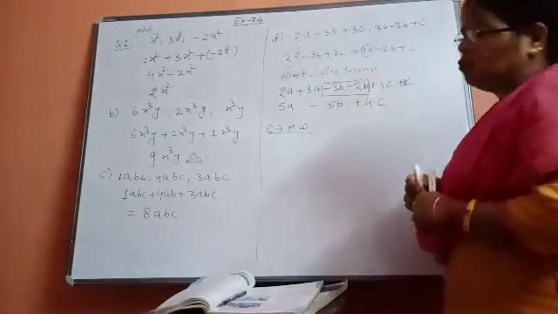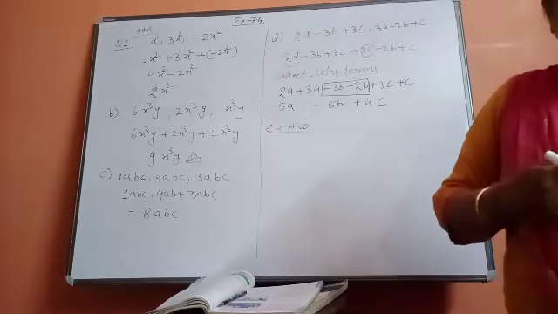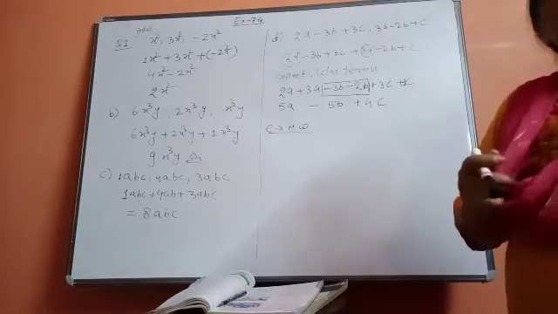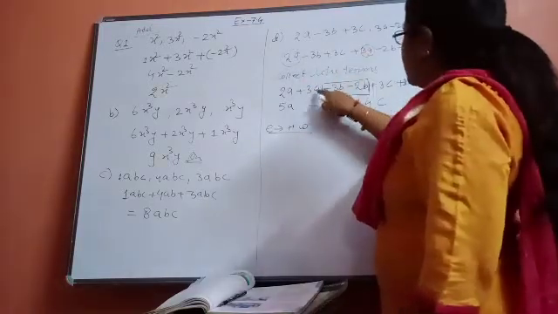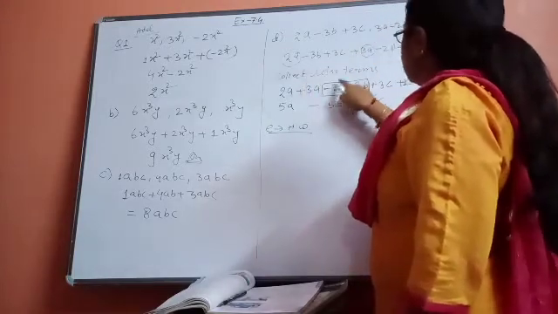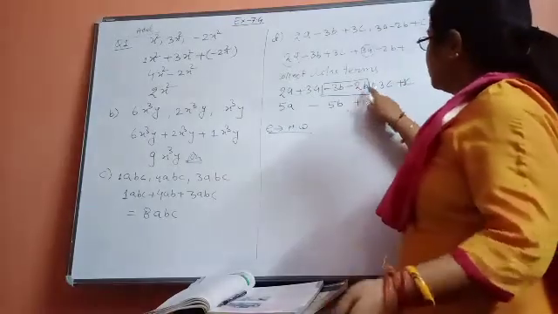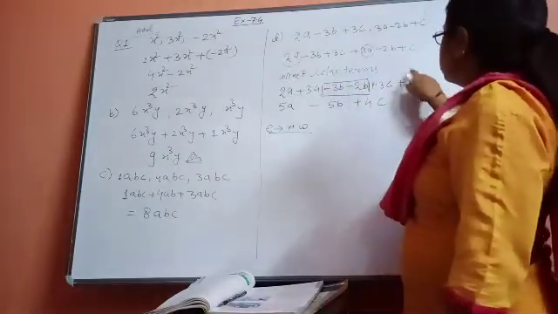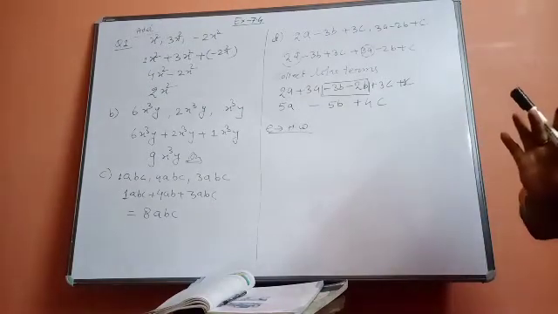Like terms, you know, are the terms which have the same algebraic factors. So you can see that here 2a and 3a are like terms. So write them along with their sign. Then minus 3b and minus 2b are like terms, so they can be written together. And plus 3c and plus c are also like terms, so they will also be written together.